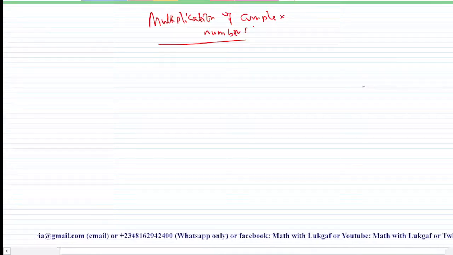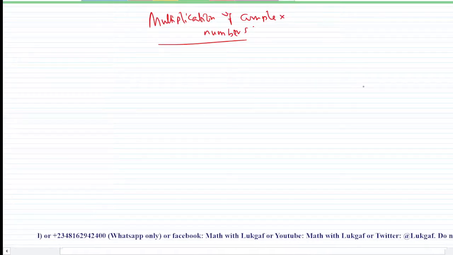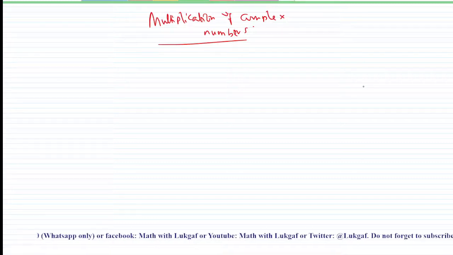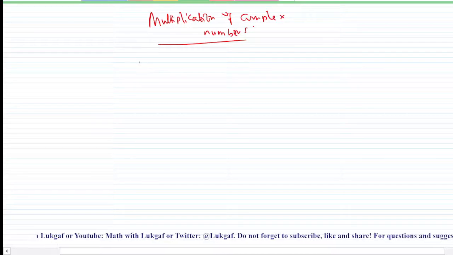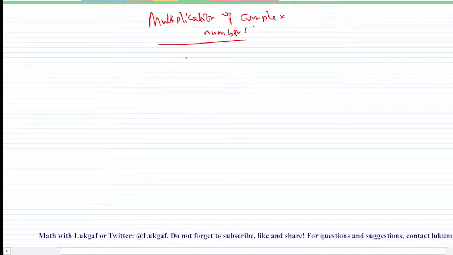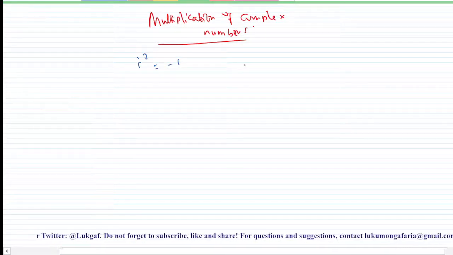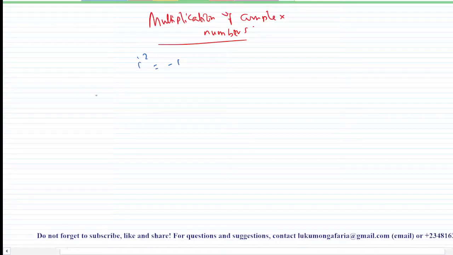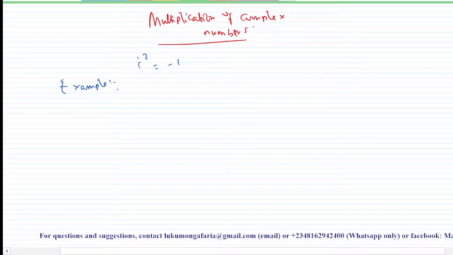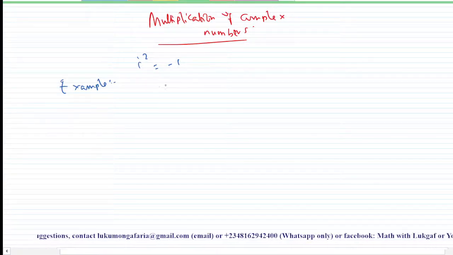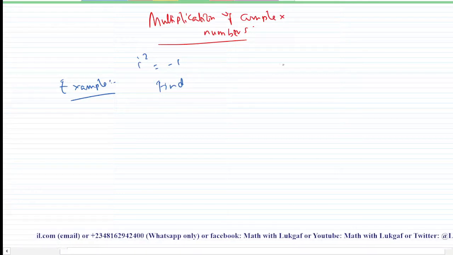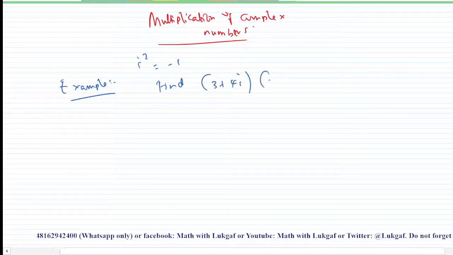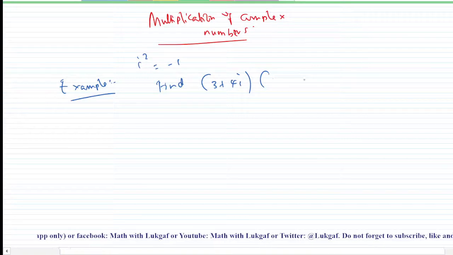So it is the same for multiplication. The principle of multiplying in real numbers is the same thing as doing so in complex numbers, just that you have to note that your i squared is what? Is minus 1. Okay, let me give you an example to back it up. Example: find 3 plus 4i multiplied by 2 plus 5i.